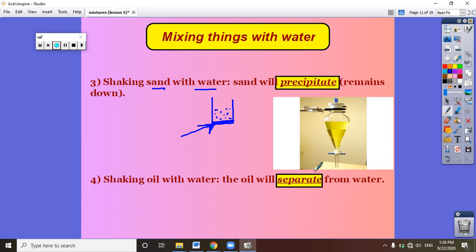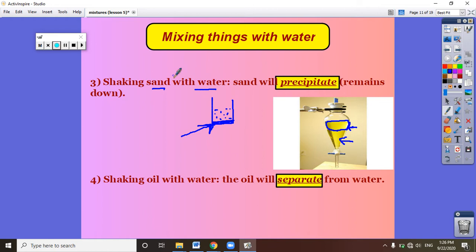If we make a mixture of oil and water, which are two liquids, we can make it by shaking or stirring. What will happen? As you can see here, this mixture will form two layers. The first layer here is the oil, and the second layer here is the water. So the oil will separate from the water. That's the oil here, and that's the water. So the oil will separate.